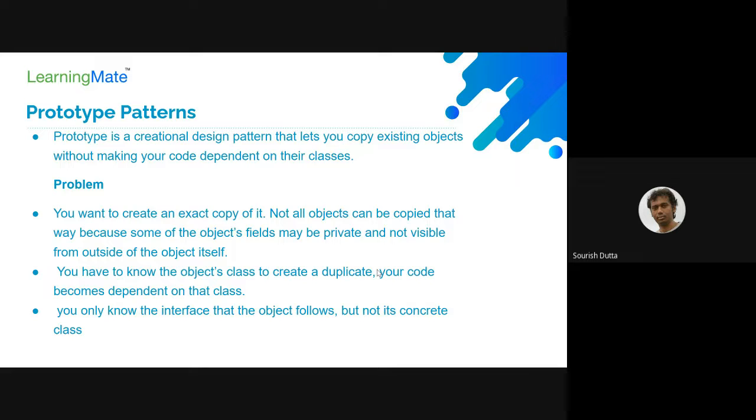So all the client needs to do is, instead of creating the object and copying it over, simply call the clone method. And automatically the implementation class will take up the responsibility of creating the object. Another approach is creating a prototype registry.